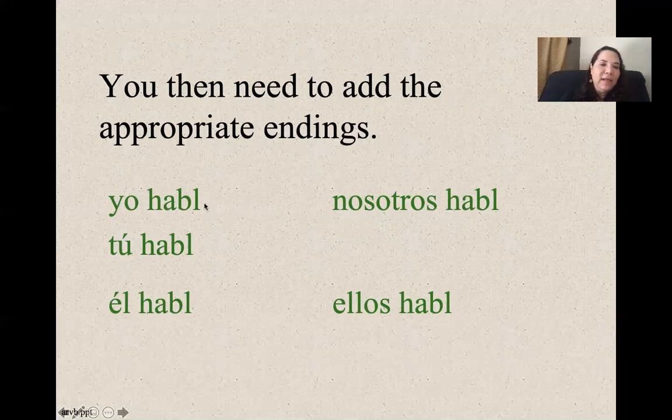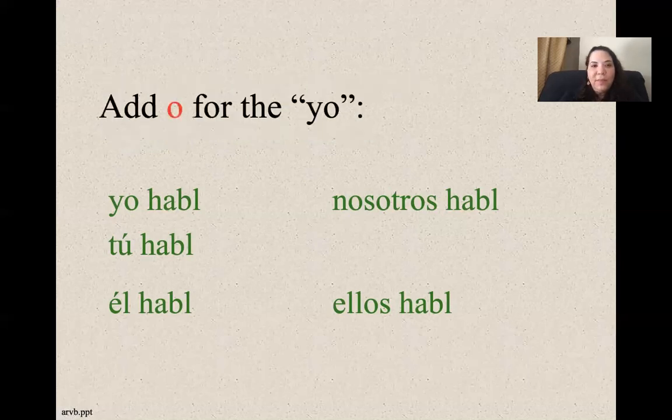See, according to the ending is who's doing the action. One more time, according to the ending is who is doing the action, okay? And then you add O for the yo form. Yo hablo. So if you say hablo by itself, are you saying I speak? Yes. But in the very beginning, it is very important to use your subject pronoun so you get used to it.